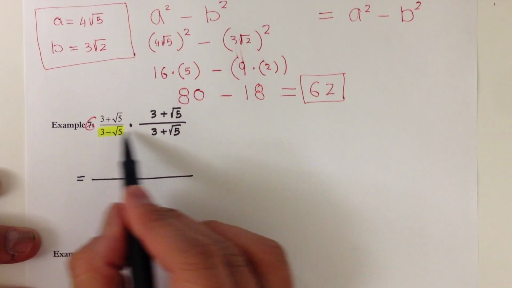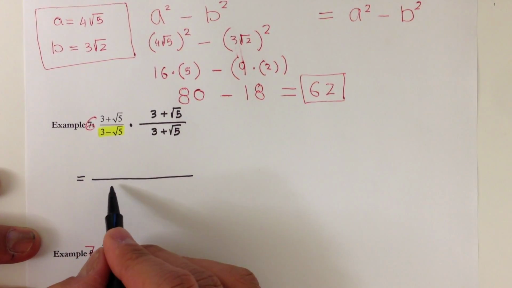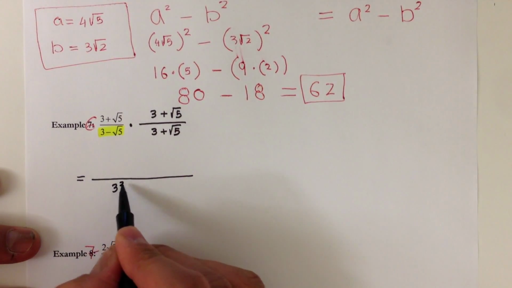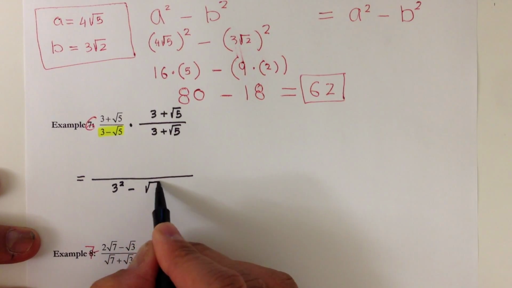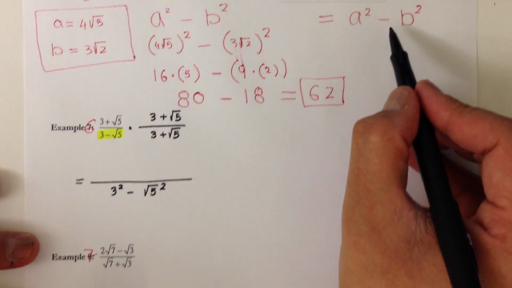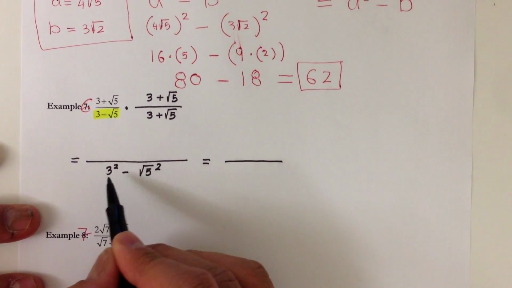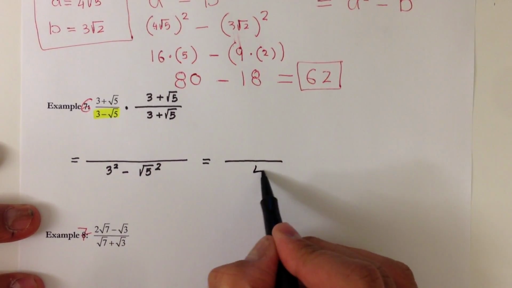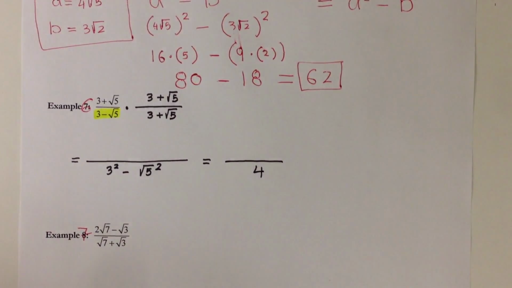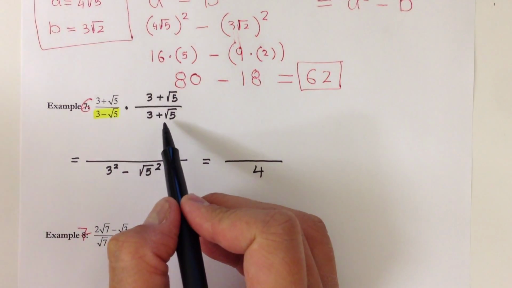Again, this is a special product, so I don't have to work hard here. I know that the answer for the denominator is just 3 squared minus rad 5 squared, a squared minus b squared, which gives me 9 minus 5, and 9 minus 5 is 4. See? By doing this, I'm able to remove the radical from the denominator.